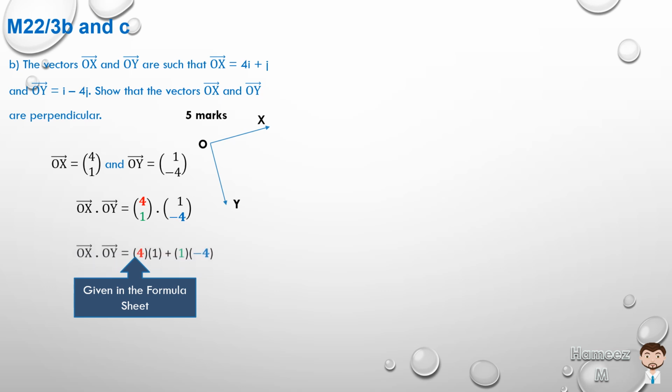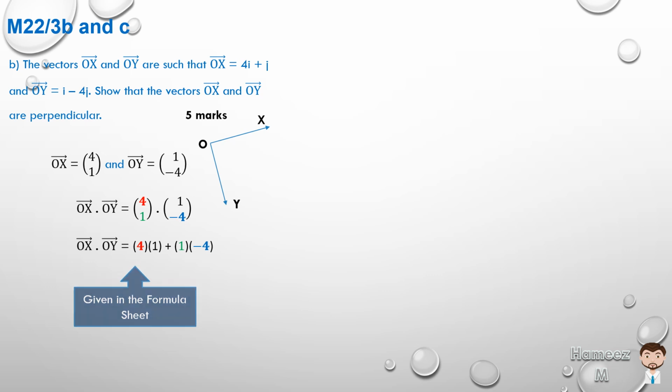It'll be the 2 terms on top that we're multiplying, the red term and the black term. So it'll be 4 times 1, plus the 2 terms at the bottom being multiplied, which is the green term and the blue term, which is 1 times minus 4. So 4 ones are 4, plus 1 times minus 4 is minus 4. 4 minus 4 is 0.